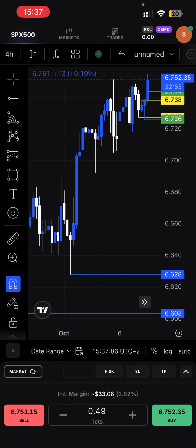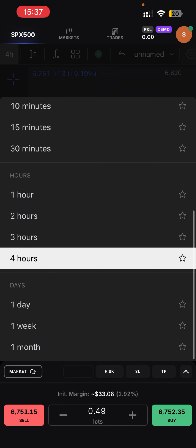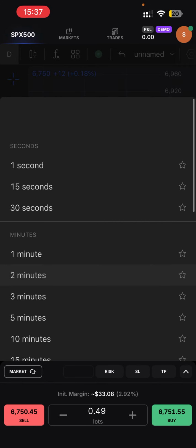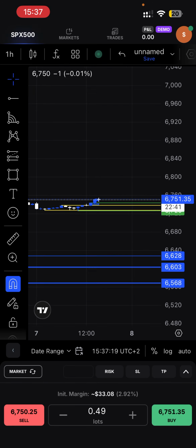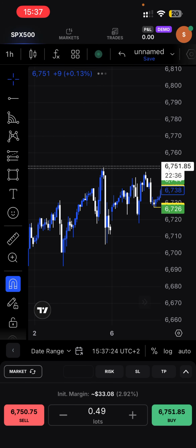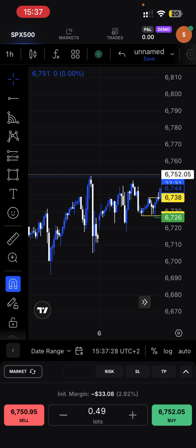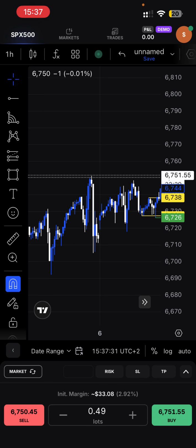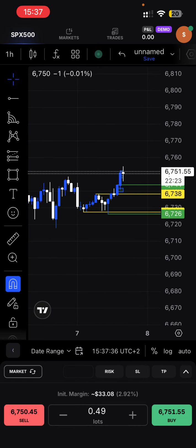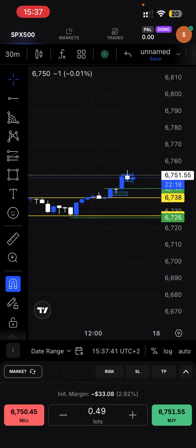So as we can see, 4 hours is definitely bullish. Even daily is bullish. I didn't even mean to click that. And 1 hour is also looking bullish. So up until this point right here, we'd probably be trying to trade up until this edge. Okay. So bias is bullish.